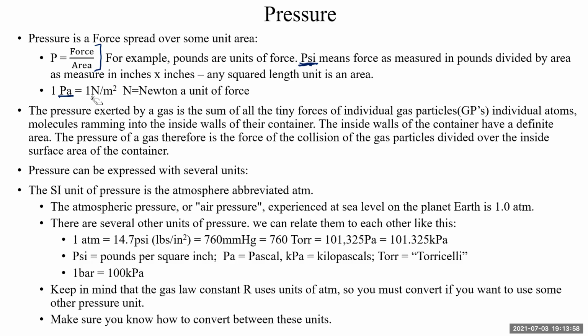Pressure can be expressed with several units, and I want you to be familiar with all these units and how to interconvert between them. Now, the scientific standard unit, the so-called SI unit, the International Standard for Scientific Units, the SI unit of pressure is the atmosphere, abbreviated ATM. The atmospheric pressure, or the air around us, is 14.7 pounds per square inch, or expressed in units of atmospheres, is 1 atmosphere at sea level.